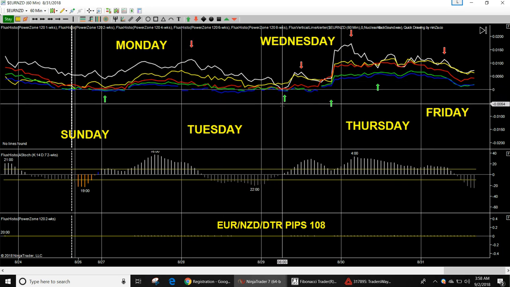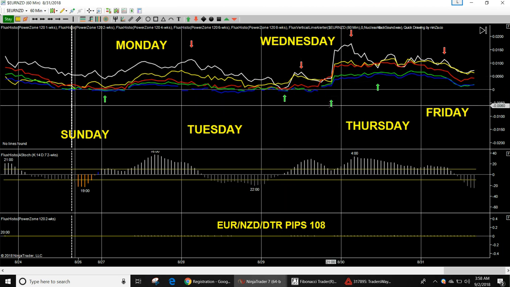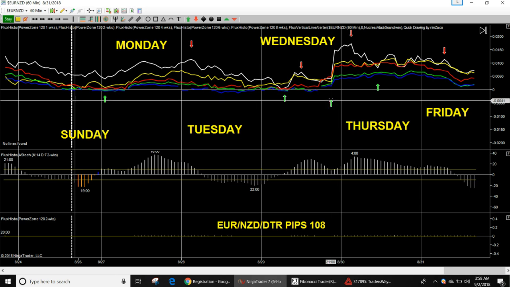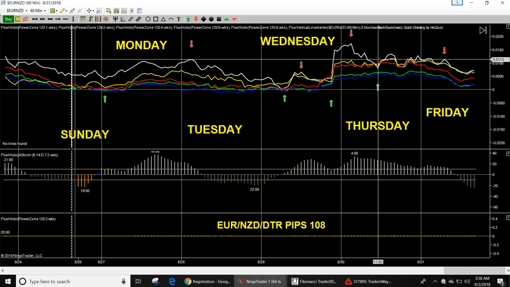Very choppy. And then Wednesday, look for an up move at 7 a.m. And then a down move at 12 p.m. and then another up move at 2100 to the north, and then a down move on Thursday, 3 a.m. in the morning, very choppy, and then back up at 11 a.m.